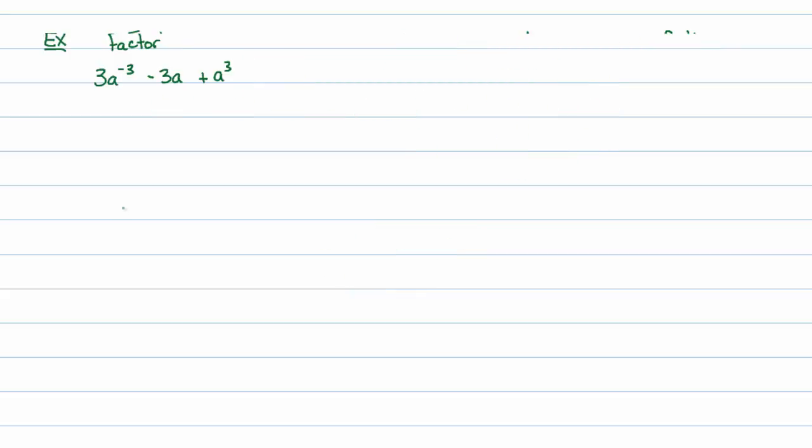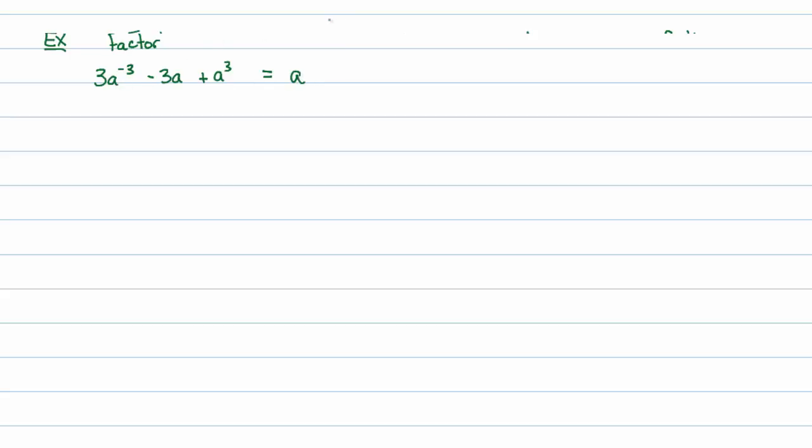So let's go ahead and factor 3a to the negative third minus 3a plus a cubed. The first question you should ask is there a number that will divide easily into the coefficients? The only number that divides into each of those coefficients is the number 1, so they really don't have a common factor except for 1. But then you ask yourself, do they have a common variable factor? Which they do. It's an a. But what's the lowest powered occurrence?